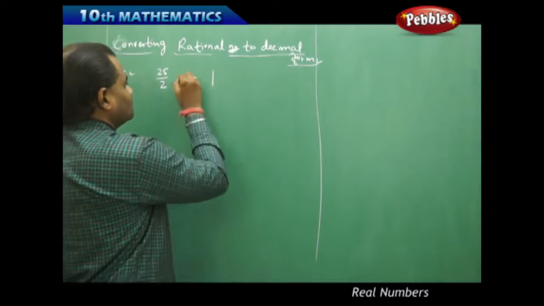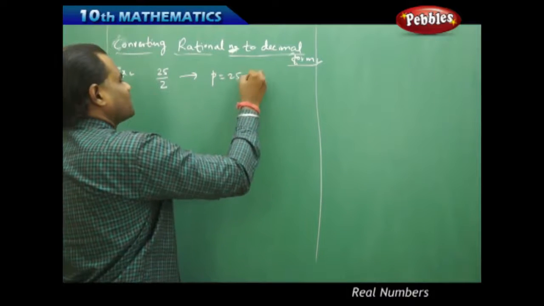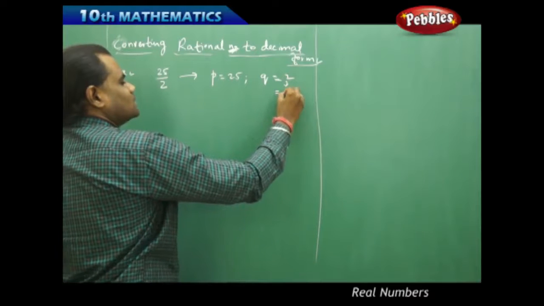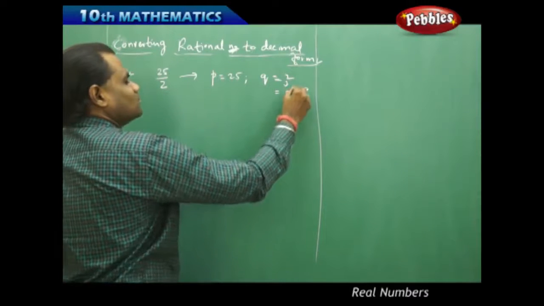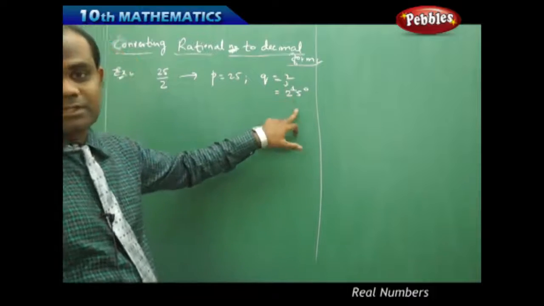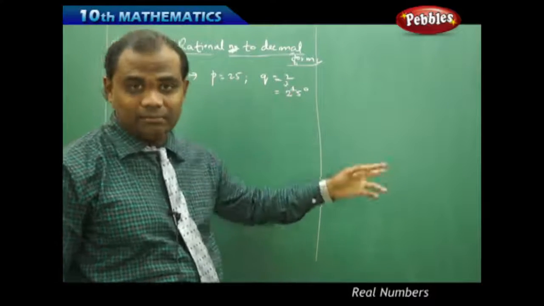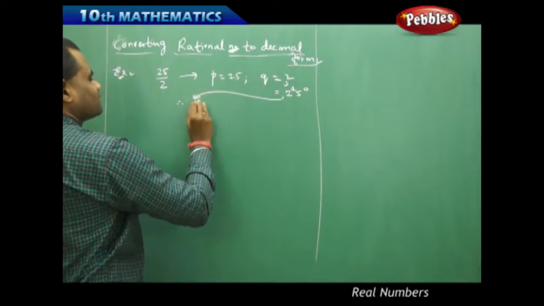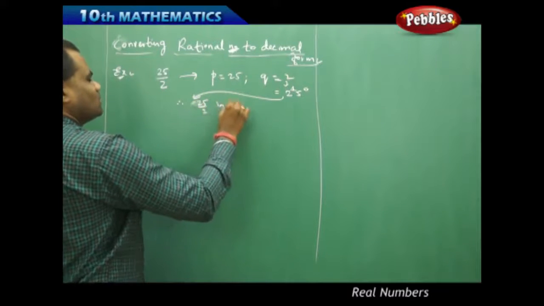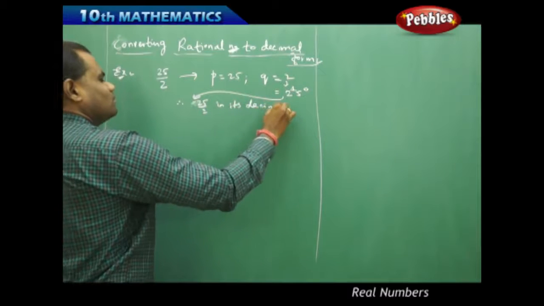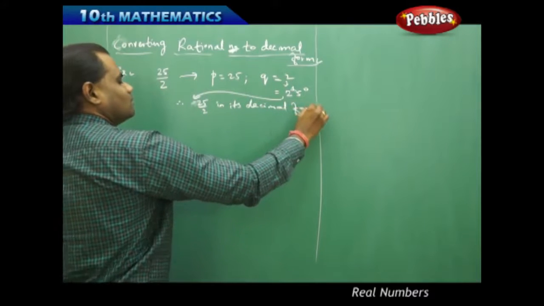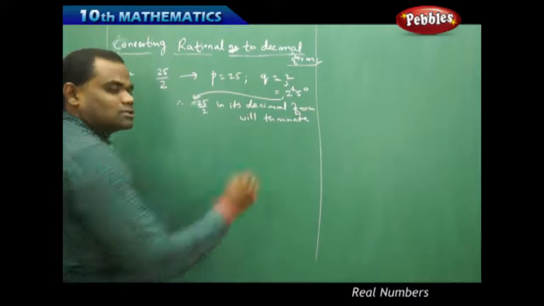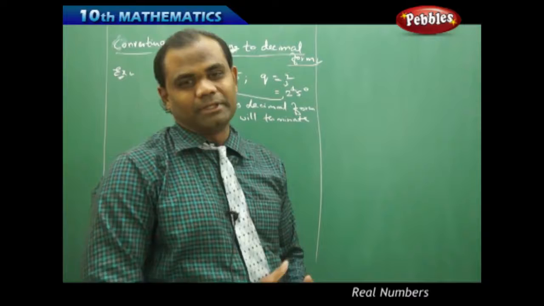Now here p is 25 and q is 2. Now q is 2, which can be clearly expressed as 2 power 1 into 5 power 0. Therefore, clearly this is expressed in the form of 2 power n into 5 power m. So because of this reason, 25 by 2 in its decimal form will terminate. It is not a repeating decimal, but it will terminate.